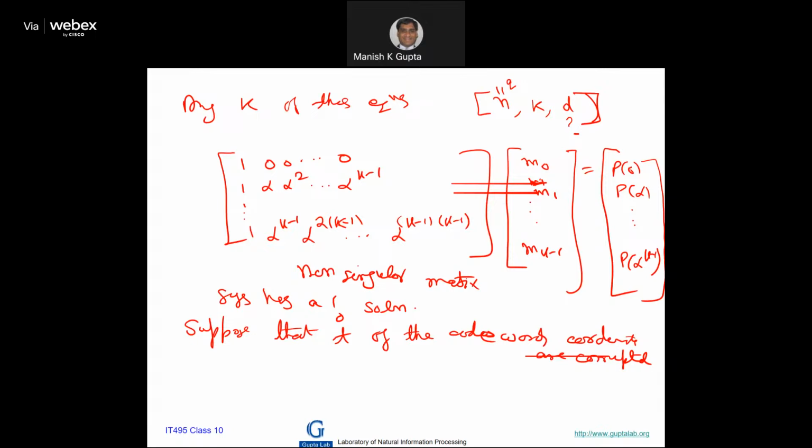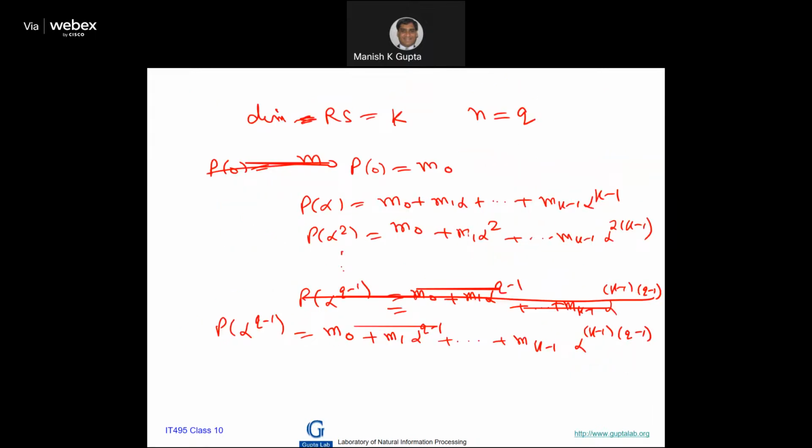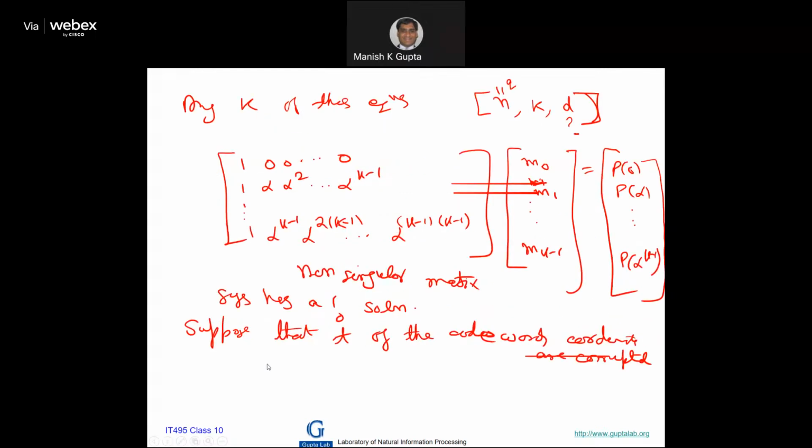So once those T bits are corrupted, this will result in an incorrect system here also, right? This expression will be corrupted, so it will not give you proper results. Similarly, this expression will also not give you a proper result because certain bits are corrupted. So basically the message symbols M0, M1, up to MK minus 1, K symbols, were there.